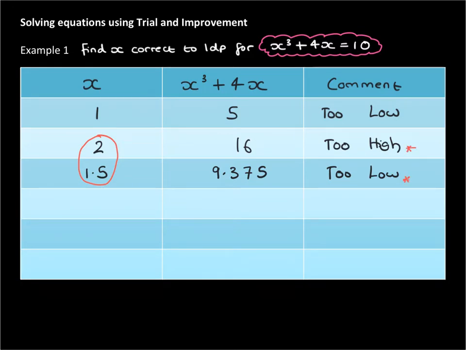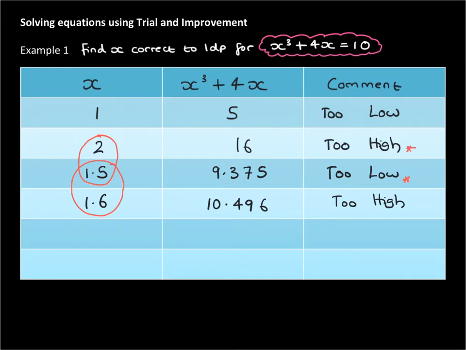So where next? Well, let's be logical. Again, don't leap around. Go to the next value up, which is 1.6. Now, substituting in 1.6 gives me an output of 10.496, which is a little bit too high. So what does that now tell me? That now tells me my answer is in between 1.5 and 1.6.